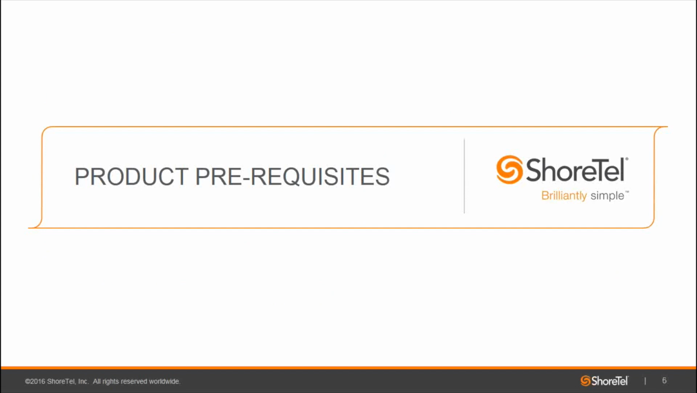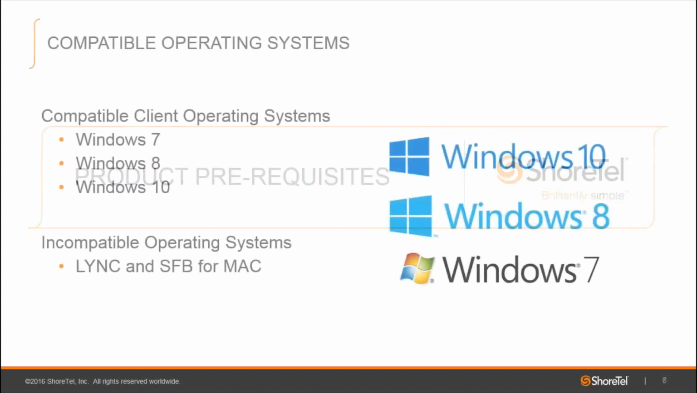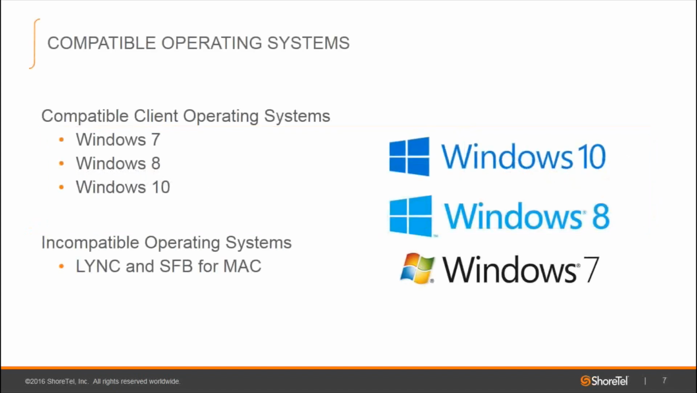As we move forward on the path here, we want to talk a little bit about product prerequisites and what you can get going. So what will this product run on? What are my operating systems? We are compatible with Windows 7, even Windows 8 if you're running that, and Windows 10. Obviously, we see the majority of our deployments in the Windows 7 and Windows 10 environment, as those are the most adopted. We do not support Lync or Skype for Business on the Mac for this deployment, and we can talk about that a little bit later if others have any questions.